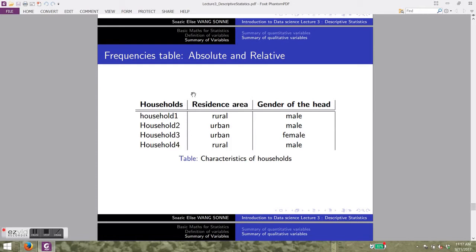Here you recognize the data format where in the columns you have the different variables, and in the lines, or the rows, you have the different observations. So household 1 is in a rural area, household 2 is in an urban area, household 3 is in an urban area, household 4 is in a rural area, right? In household number 1, the gender of the head is male. In household number 2, the gender of the head is male. In household number 3, the gender of the head is female. And in household number 4, the gender of the head is male.